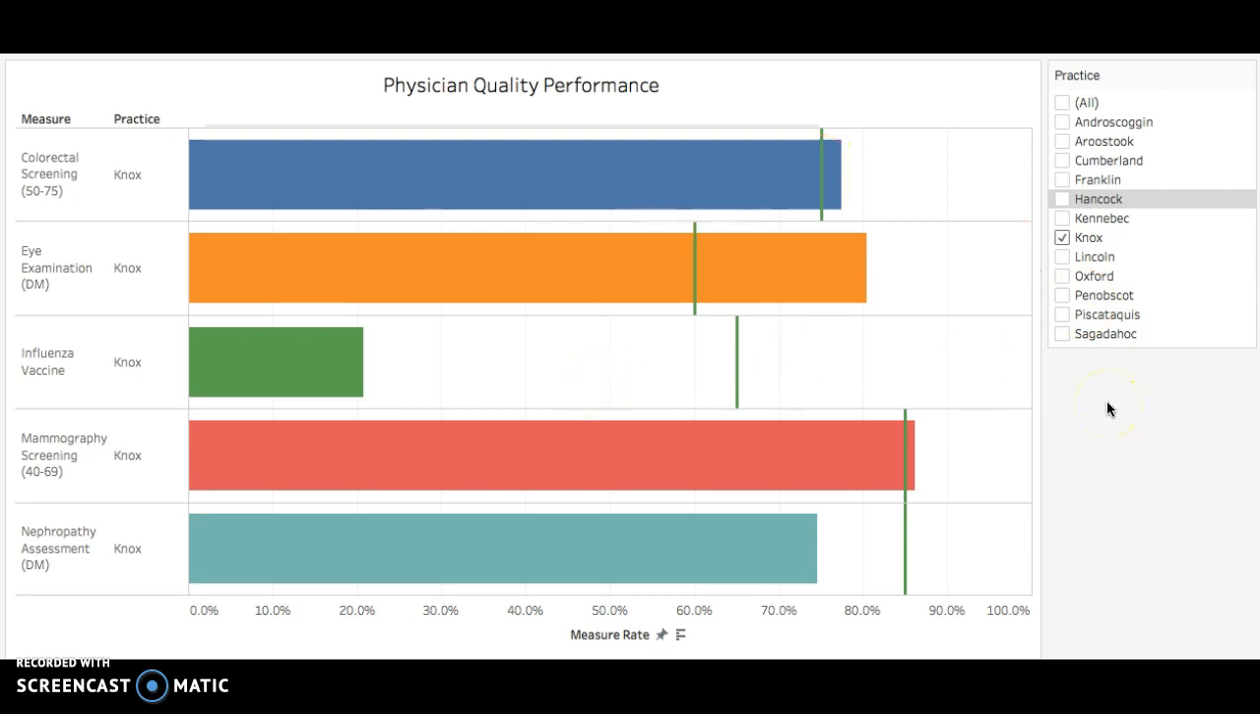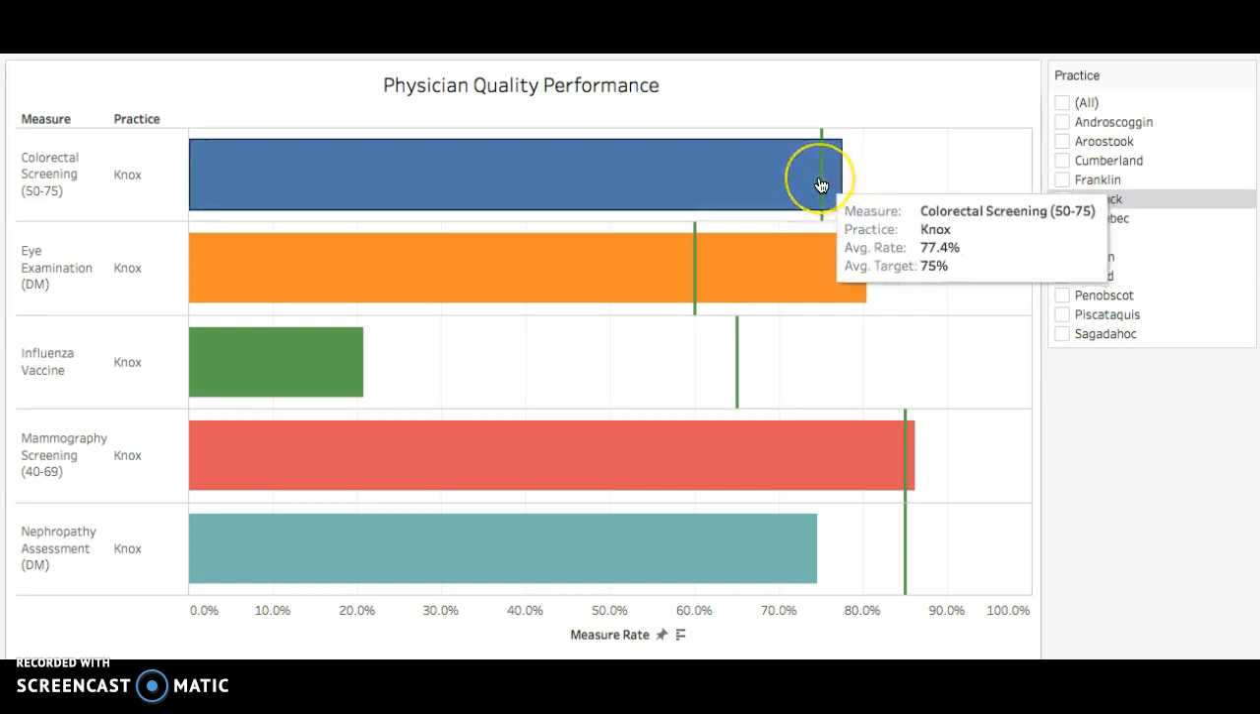Right now we have the Knox practice selected, and as you can see, we have the practice level quality performance rate represented in the visualization. The green reference lines on the screen are the targets for each measure.